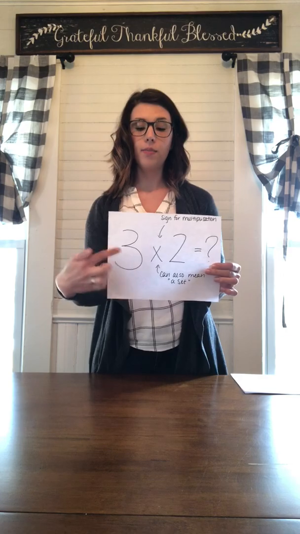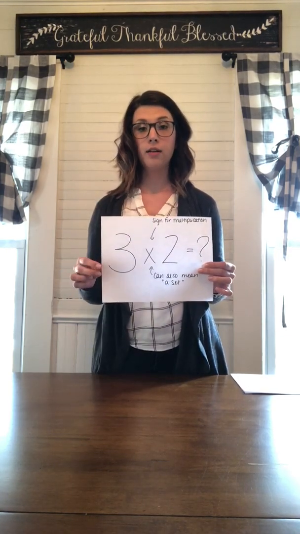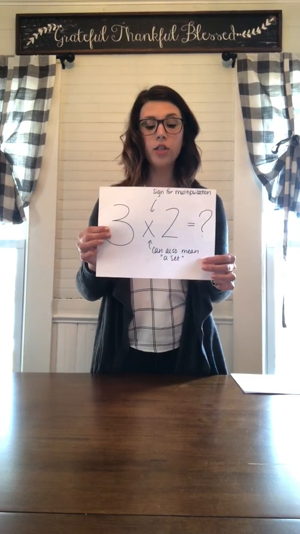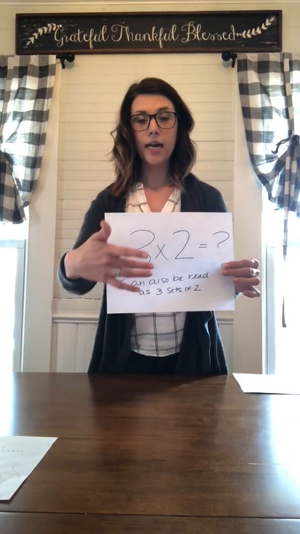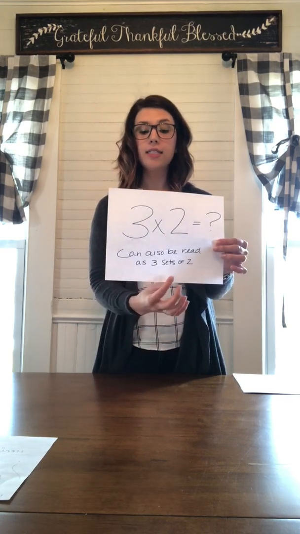The x in the middle of the 3 and the 2 is the sign for multiplication. The x can also mean a set. So therefore, 3 times 2 can also be read as 3 sets of 2.